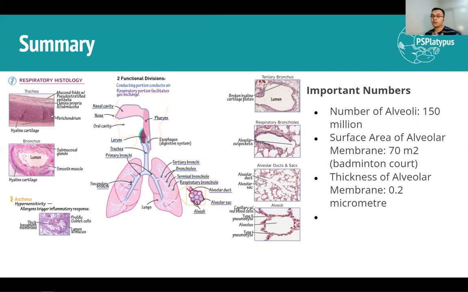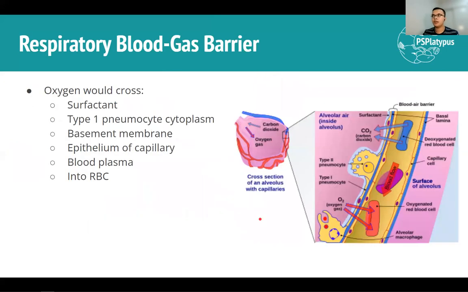So the first one is that the number of alveoli in each lung is about 150 million. So that's in each lung, and that's on average. And the surface area of the alveolar membrane is about 70 meters squared, which they like to include is roughly equivalent to a badminton court surface area. And the thickness of the alveolar membrane, so that membrane that we had a look at earlier on the previous slide, is about 0.2 micrometers. So it's extremely small, but it does have a thickness of 0.2 micrometers and plays an incredibly important functional role.